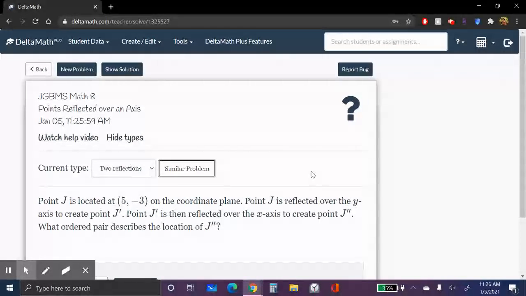So with reflections, just remember you're just creating a mirror image. And so when you reflect over the x-axis, you got to change the y values. If you reflect over the y-axis, you got to change the x values.